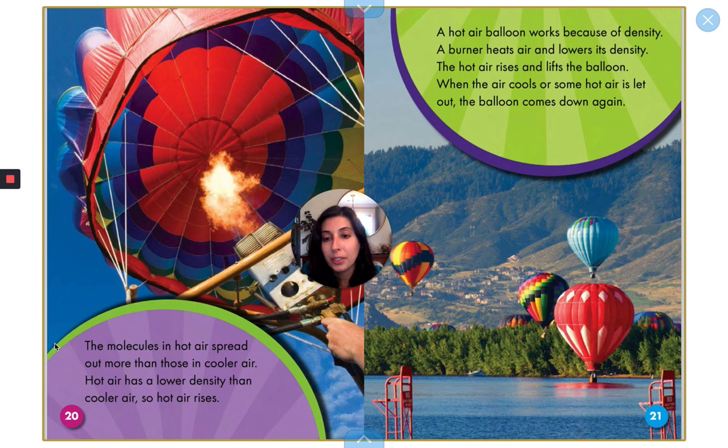The molecules in hot air spread out more than those in cooler air. Hot air has a lower density than cooler air, so hot air rises. A hot air balloon works because of density. A burner heats air and lowers its density. The hot air rises and lifts the balloon. When the air cools or some hot air is let out, the balloon comes down again.